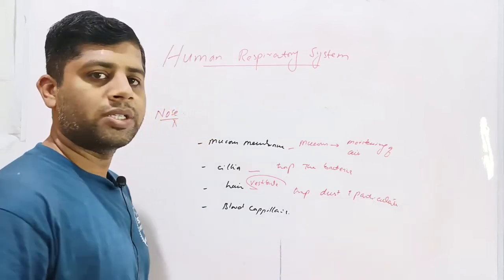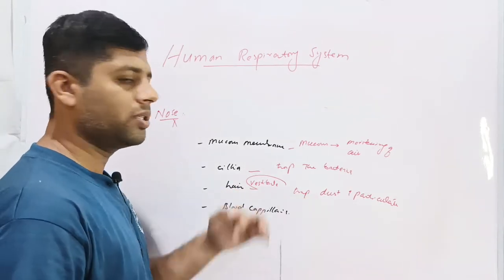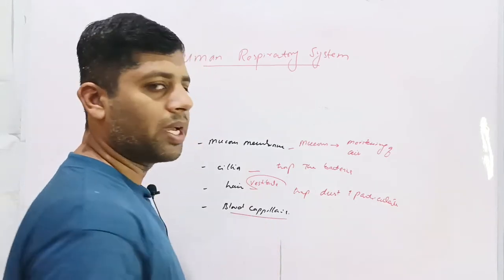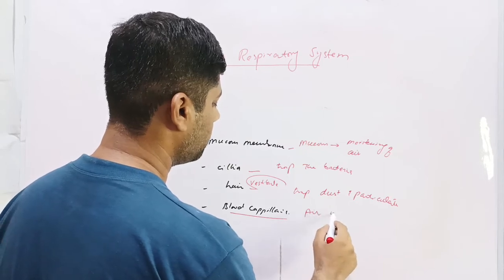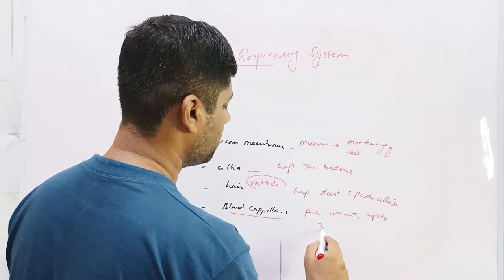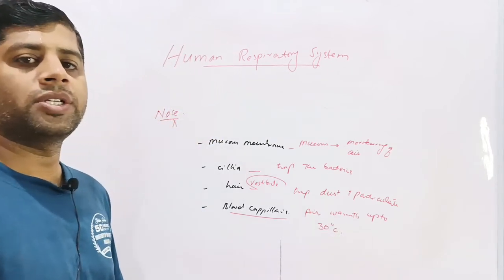These dust and particles are trapped by the hair in the nose so that the lungs may not accumulate this dust or infectious organisms. The nose has a rich blood supply in the form of capillaries so that the air may be warmed up to 30 degrees centigrade to make it capable for the lungs for exchange of gases.